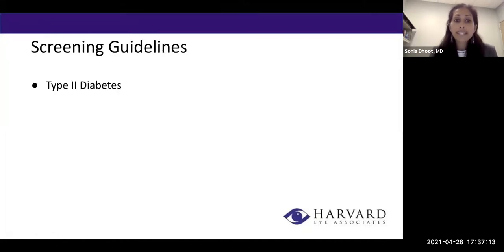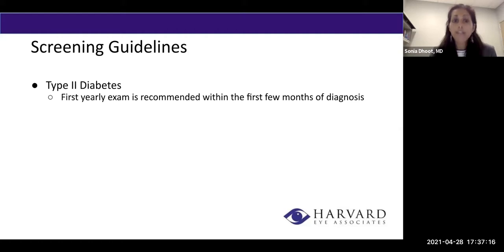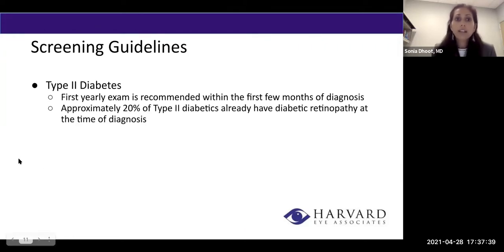So screening guidelines say that in type 2 diabetes, the first exam is recommended within the first few months of diagnosis. And the reason for that is because with type 2 diabetes, we often think that when you're diagnosed, you've likely been diabetic for a little bit before your diagnosis. And so it's always important to get that first exam in to see how things are going forward as soon as you're diagnosed. And approximately 1 in 5 patients with type 2 diabetes already have bleeding in their eyes at the time of diagnosis. And that's, like I said, because they were likely diabetic even before they were diagnosed.